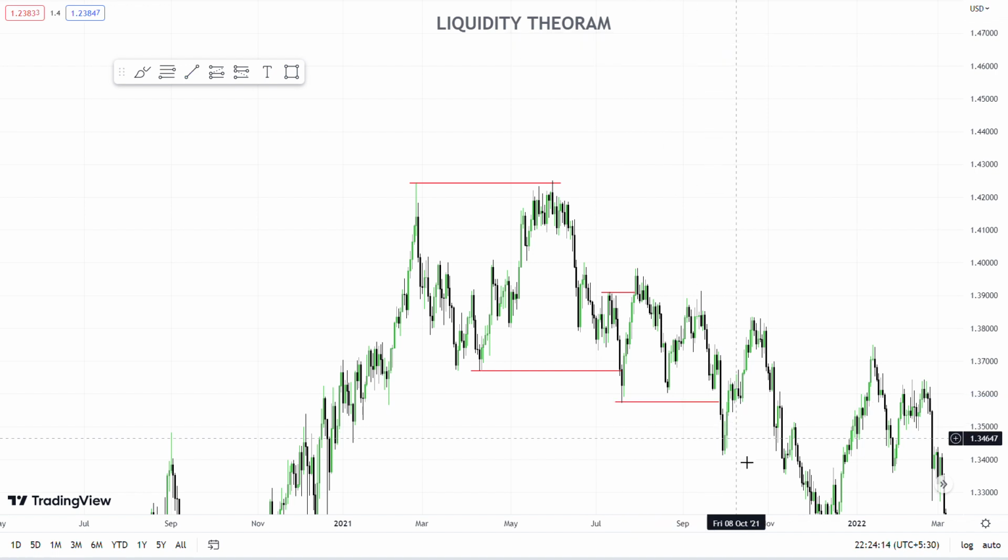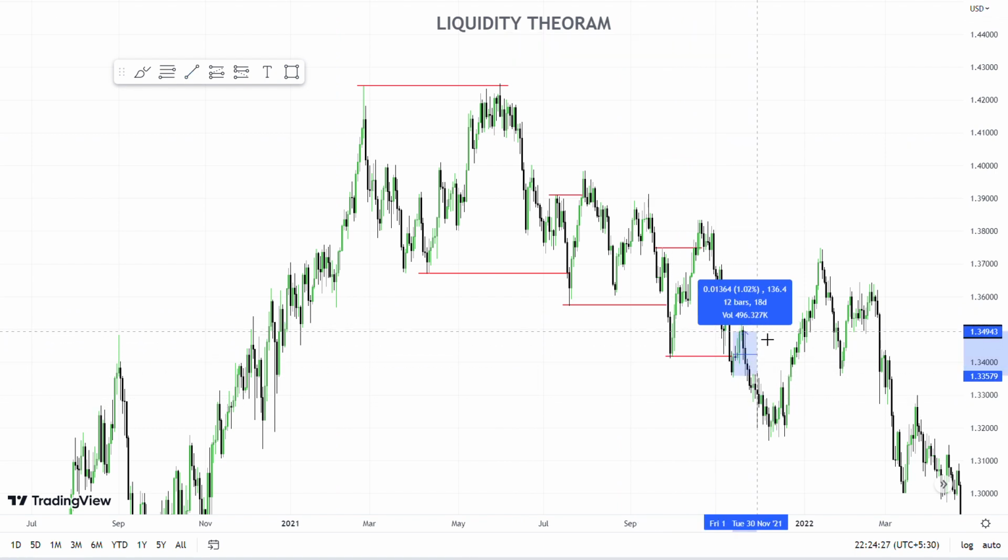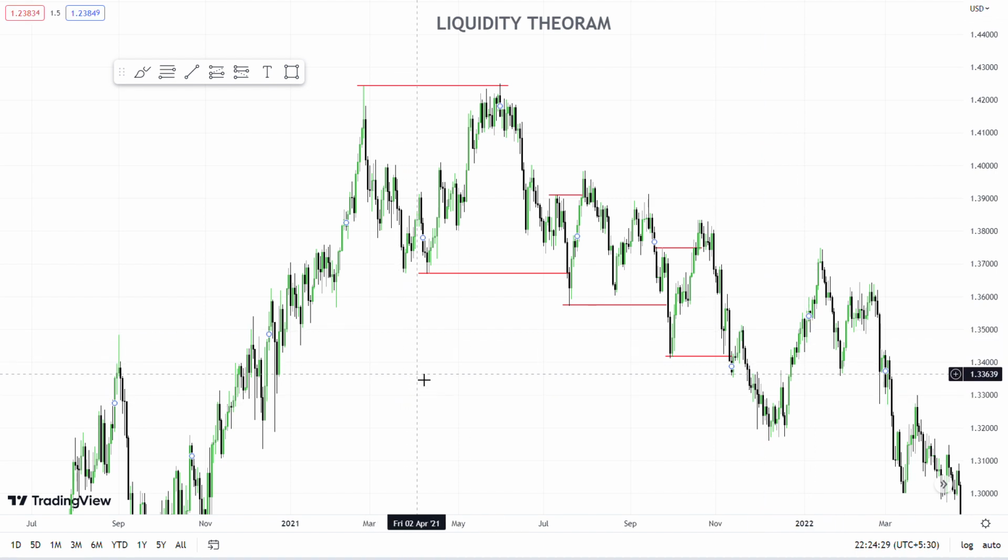See the sell side liquidity. Can you see the push? And again, there's the buy side liquidity. Buy side liquidity taken, push, and again sell side liquidity taken. Can you see the nice push? How many pips? 148 pips.